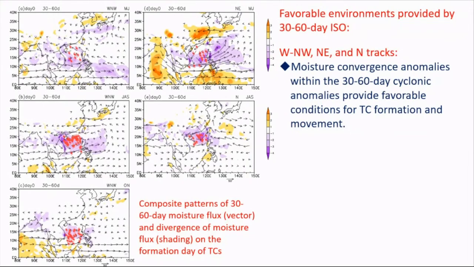So we can see here on the formation day, there is anomalous moisture convergence along this ISO anomaly here, and also here and here. And then for the northeastward track type, we can see moisture convergence anomalies extending from the South China Sea northeastward into Taiwan. And then for the northward track type, we also can see an anomaly of the moisture convergence over here. So from this result, we can conclude that the moisture convergence anomaly within the 30 to 60 day cyclonic anomaly provides favorable conditions for TC formation and later TC movement.